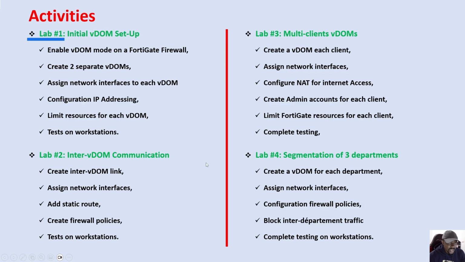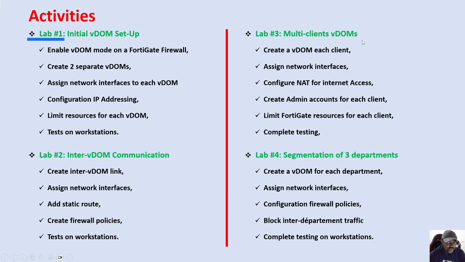As usual, at the end of each video, we are going to do activities. For now, I've prepared these 4 activities. These 4 activities are mostly related to vDOMs, but I will probably add 2 more activities related to VLANs to this list. In lab 1, we are going to do an initial setup of vDOMs. In lab 2, we are going to see how vDOMs communicate. We'll see inter-vDOM communication, so how to establish link communication between 2 different vDOMs.